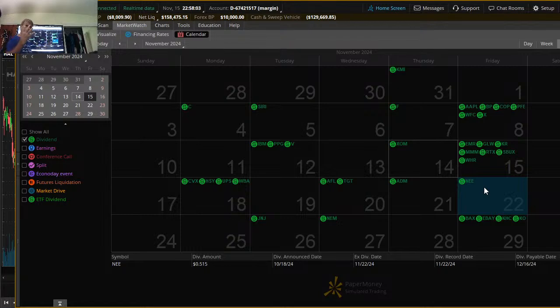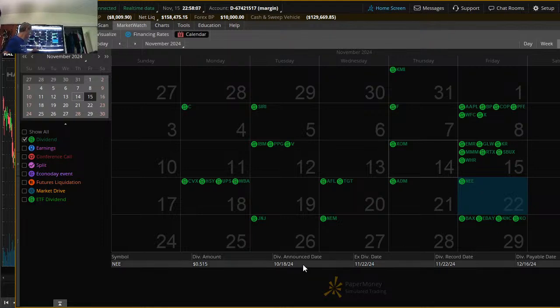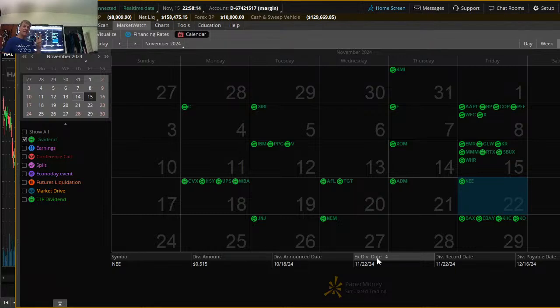Now, there's 4 dates to remember. Date number 1 is the announcement date. That's right over here. Okay, announcement date. Date number 2, ex-dividend date. That's the last day the stock trades before the dividend's paid out. Date number 3, the date of record. Whoever owns the stock on the date of record is entitled to the dividend. Number 4, dividend payment date. That's when we actually collect the money.